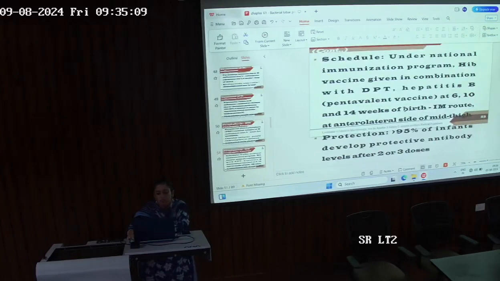Then the schedule for immunization under the National Immunization Program. Hib vaccine is given in combination with DPT and hepatitis B as the pentavalent vaccine at 6, 10 and 14 weeks of the baby after birth, through the IM route at the anterolateral side of the mid-thigh. It provides more than 95% protection of the infant. Protective antibody levels develop after 2 to 3 doses of the vaccine.